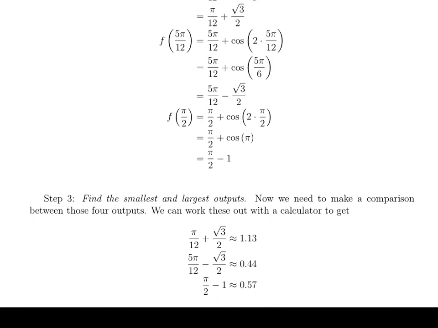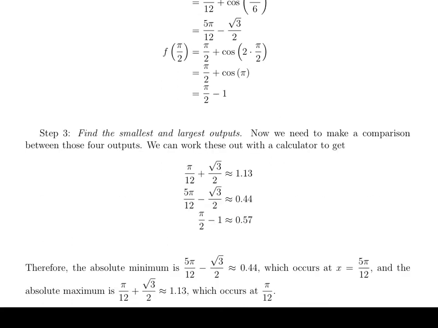Now the first one was 1, so we don't need to make any comparison with that. And so the other 3 values we plug into our calculator, and these are the numbers that I got. So we're looking for the largest and the smallest. So the absolute minimum is this one, and the absolute maximum is this one. Now keep in mind that 1 was one of our output values, but that's neither the largest nor the smallest.